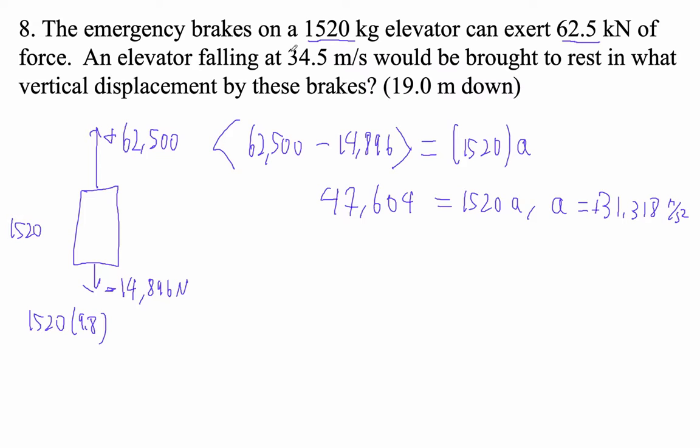Now, notice that it's falling, it's going down, but it's going to accelerate up, right? So it'll stop pretty fast here. Let's figure this out. Okay. X, VI, VF. Okay, so our initial velocity is negative 34.5. Final velocity is 0. Acceleration is positive 31.318. Now, okay, it's moving down, but it's accelerating up. So this means it's slowing down and stopping, right?